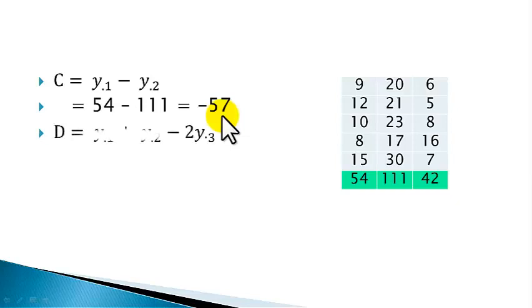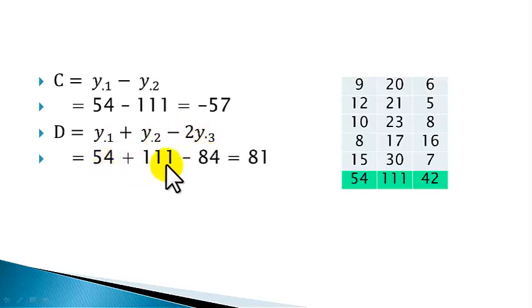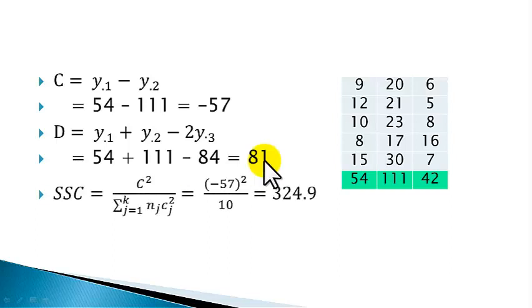We also compute contrast D as y dot 1 plus y dot 2 minus 2y dot 3, which is equal to 54 plus 111 minus 84, and that will give us 81. Now let us compute the sum of squares of each of these contrasts.